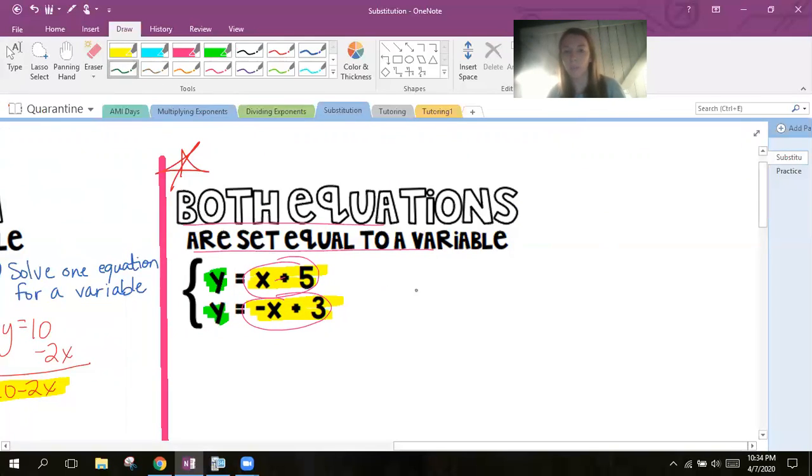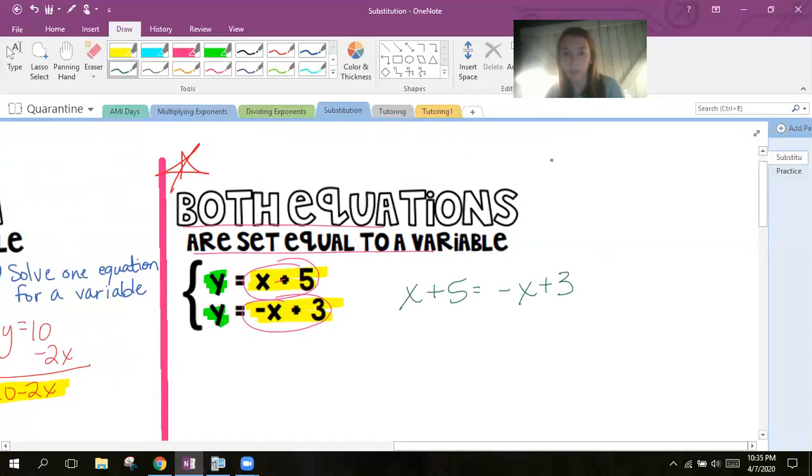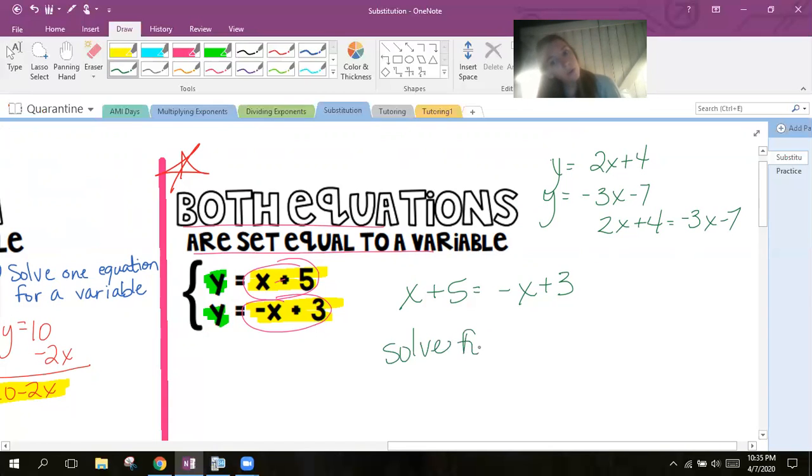In order to solve them, you could just take x plus 5 equals, and since x plus 5 equals y, instead of saying y, you could put what y equals. Y also equals negative x plus 3. So you could just plug that in like this. The same is true if it was, I'm going to make this up, y equals 2x plus 4, and y also equaled negative 3x minus 7. Since both of those equal y, then they would both equal each other too. So you could just say 2x plus 4 equals negative 3x minus 7, and then you would just solve for x in this case. So that's our variable that we're working with.